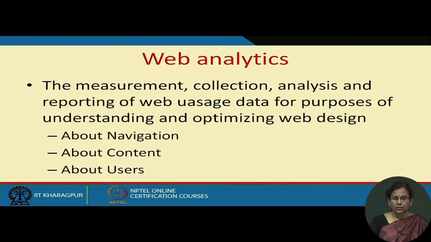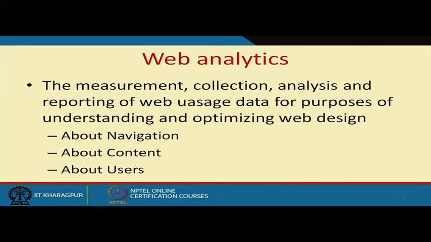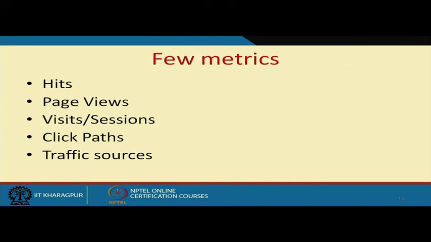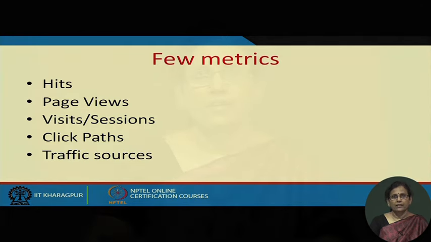So, with this web analytics you will be able to get data about their navigation pattern, how exactly they are accessing your content, who the users are, where they are coming from, and so on. So, the kind of metrics that you can get from this analytics are the number of hits in your website, number of page views, then your number of visits and sessions, then the click path through which the visitors reach a particular page, and various traffic sources, from which geographical region the traffic is actually coming. So, those details you can get from this data.